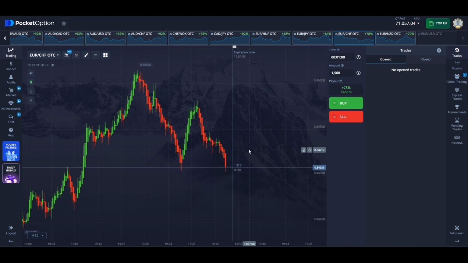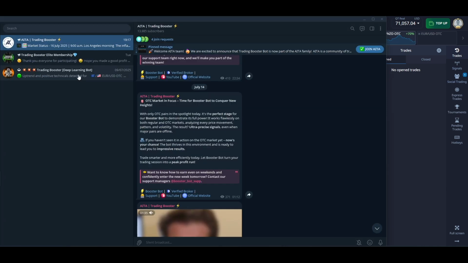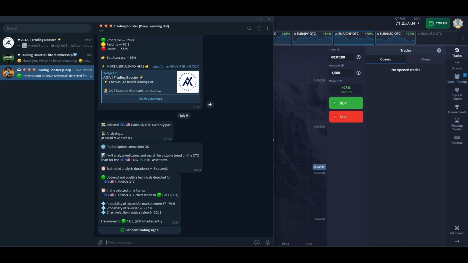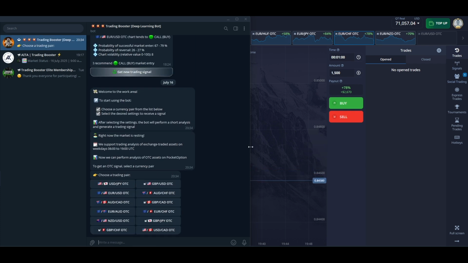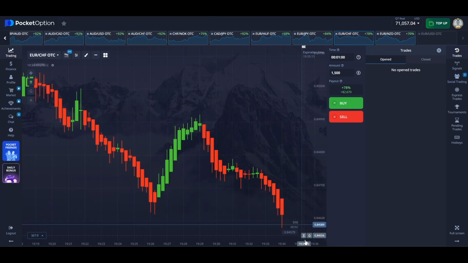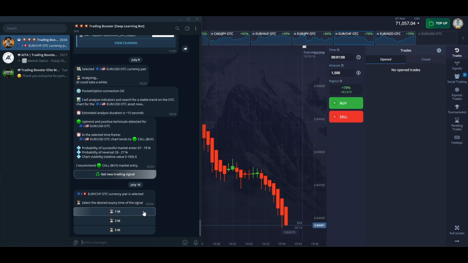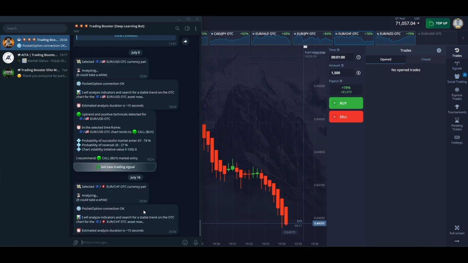But let's move on. The next thing I want to show you is automated trading on the OTC market. I'm switching to Booster Bot. By the way, I'll leave a link to this bot in the description. I'm getting a new signal for the euro to Swiss franc currency pair. Let's make it a bit bigger. We select that currency pair and set the trade time to 1 minute. And now we wait for our signal.